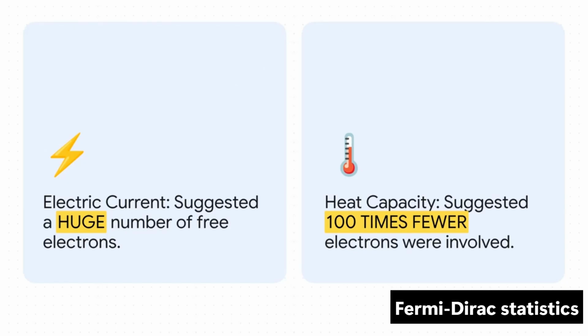To carry a strong electric current, you need a ton of electrons, a whole sea of them, all free to move around. But when scientists measured how much heat a metal could actually store, what we call its heat capacity, the numbers suggested that only a tiny fraction of those electrons, something like 100 times fewer, were even involved. So how could almost all the electrons carry a current, but almost none of them absorb any heat? Classical physics just had no clue.